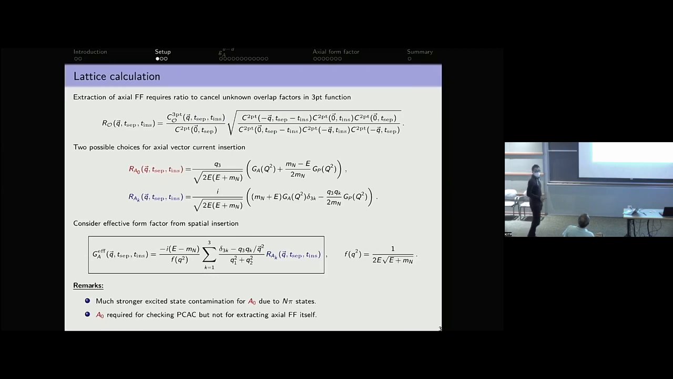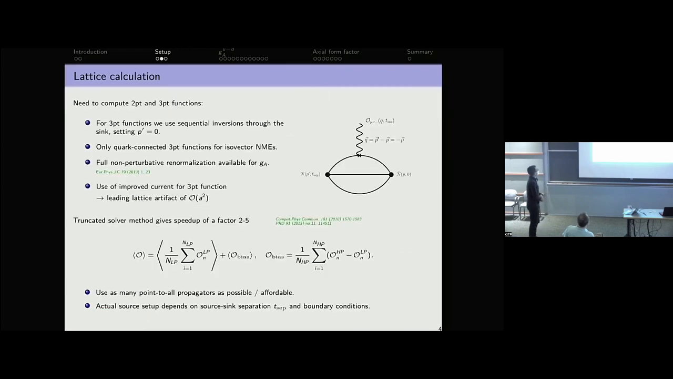It's been already said by Sarah in the previous talk that there's much stronger excited state contamination in the temporal component due to these Nπ states. If you want to look at the PCAC relation and so on, you also need this other insertion. But if you're really only after extracting the form factor, then you can get away with looking at the spatial one, which has much milder excited state contamination. So we need to compute 2 and 3 point functions. The 3 point function is shown here. We have a nucleon produced here and being destroyed over there.